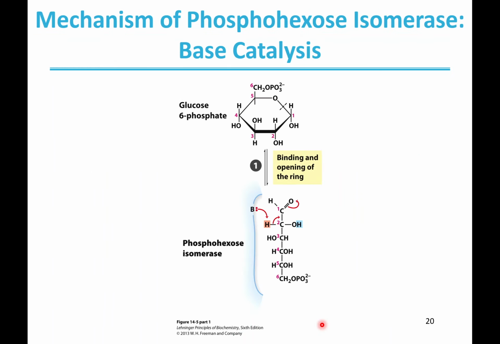If we look a little bit closer at this mechanism, this is the mechanism of phosphohexose isomerase and its general acid-base catalysis. Before we get too involved in this, I'll be showing the mechanisms of a few of these enzymes in glycolysis. But please note that I wouldn't expect you to be able to draw these from scratch on an exam.